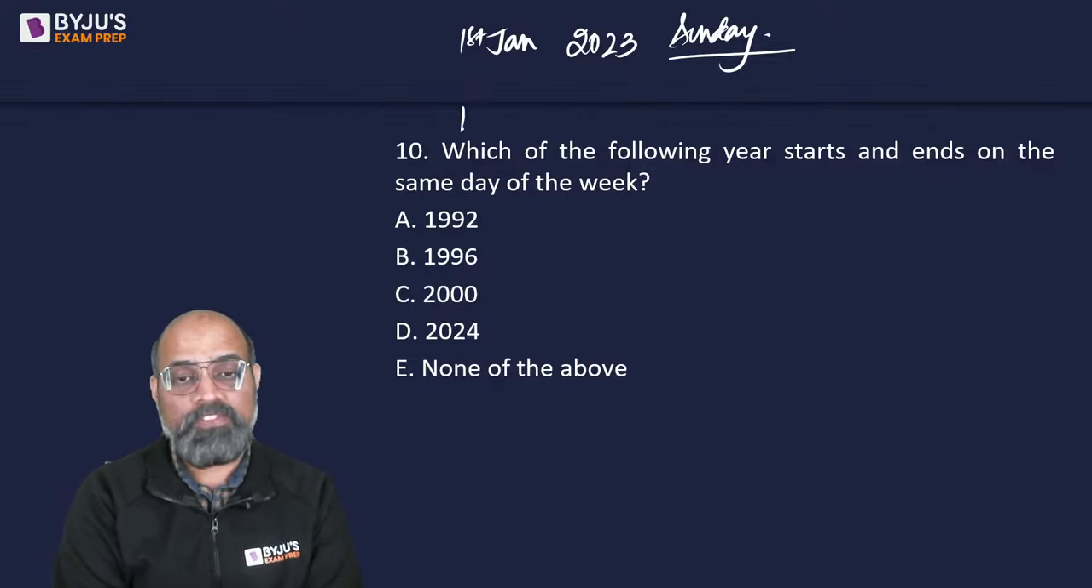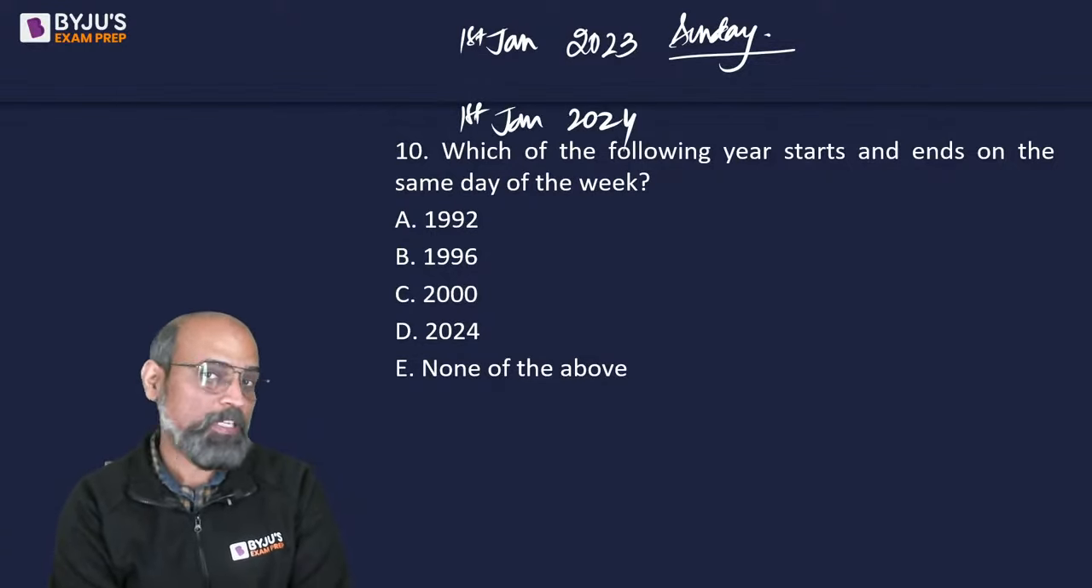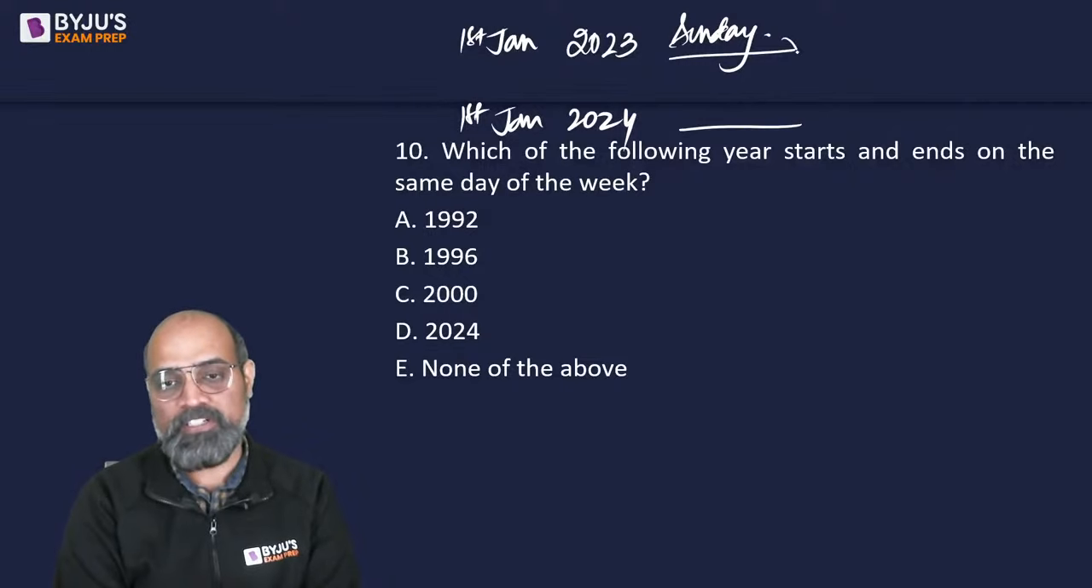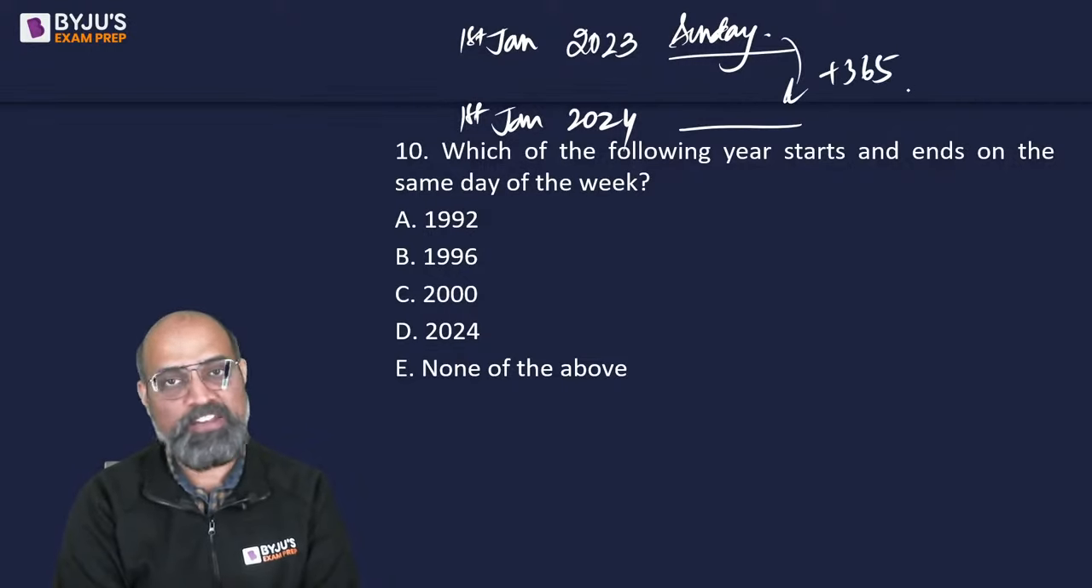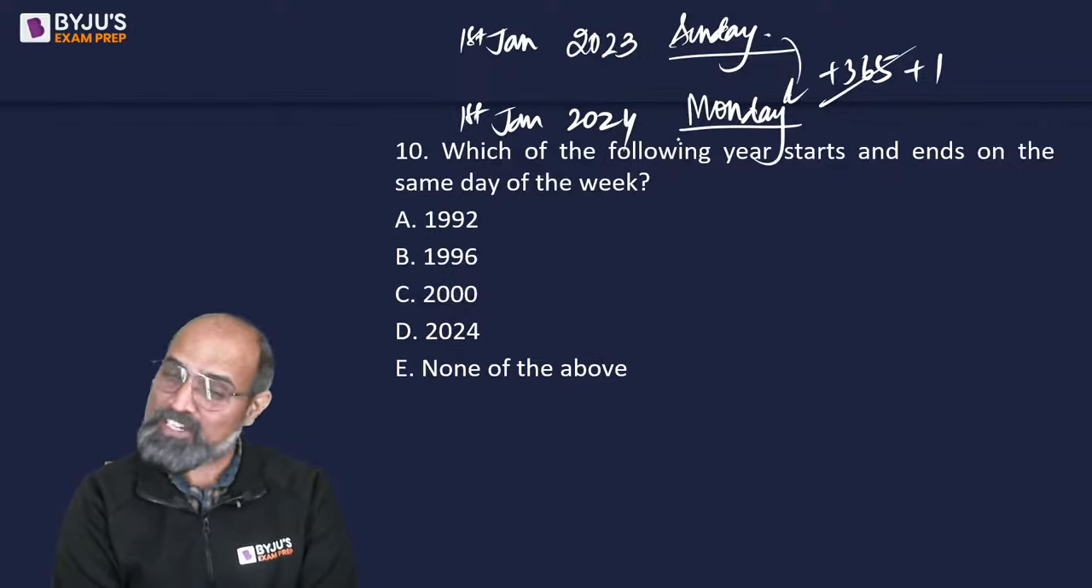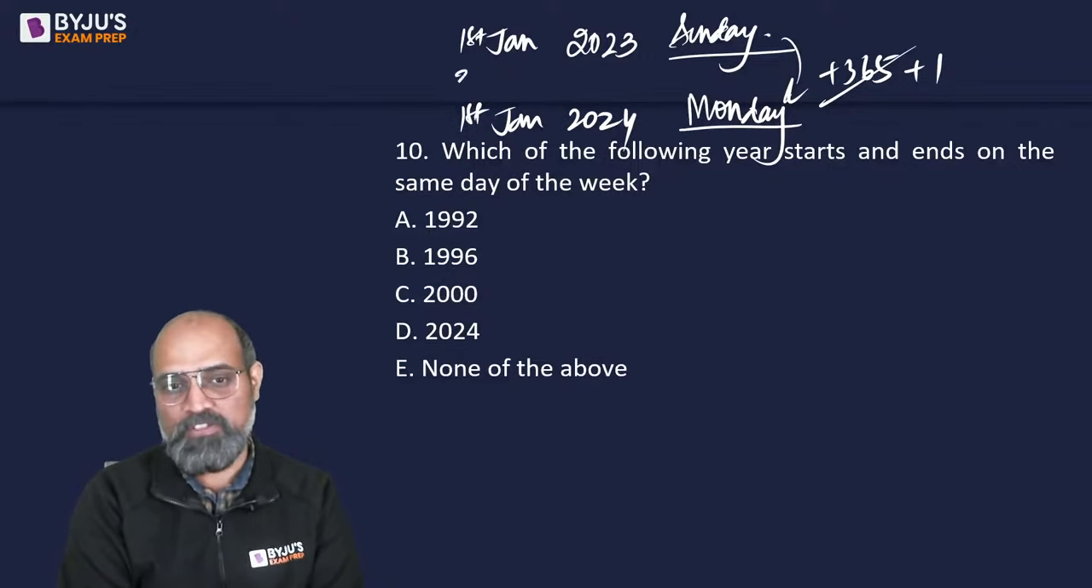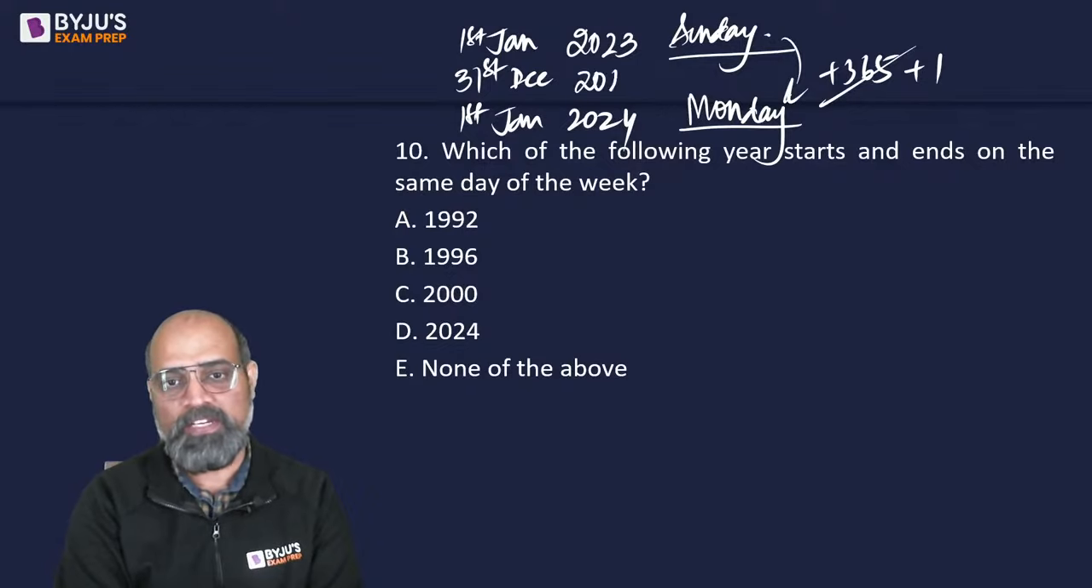So, 1st Jan 2024, which is a leap year, but February has not yet been encountered, will have to move 365 days ahead, which is same as one day ahead. So, this is going to be a Monday. Right? No doubt about it. Agar 1st Jan 2024 is Monday, so what about 31st of December, the day before it, 2023? Isn't this going to be back to Sunday? Tabhi toh next day Monday hoga.